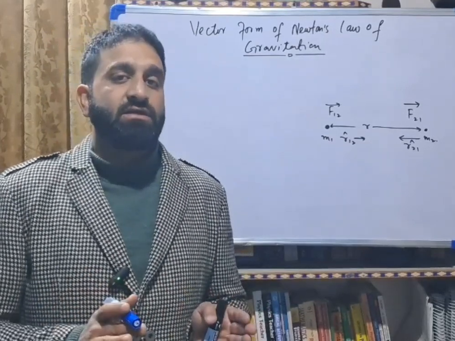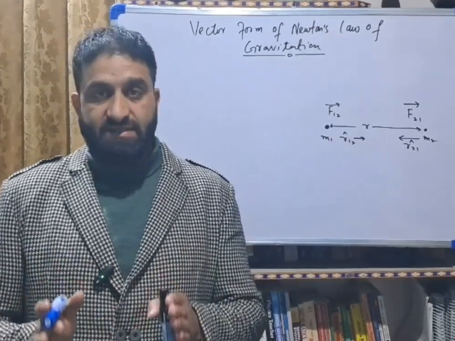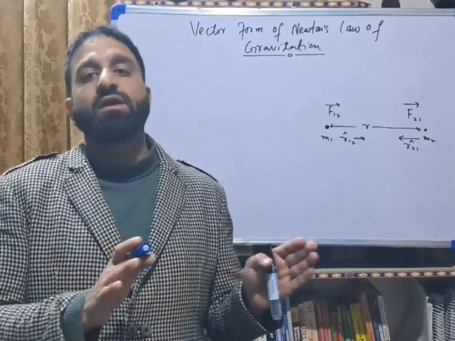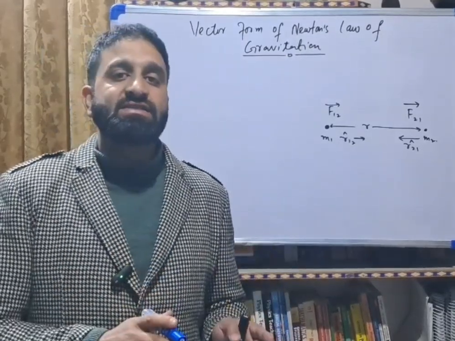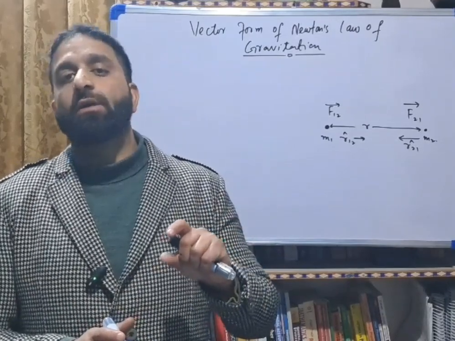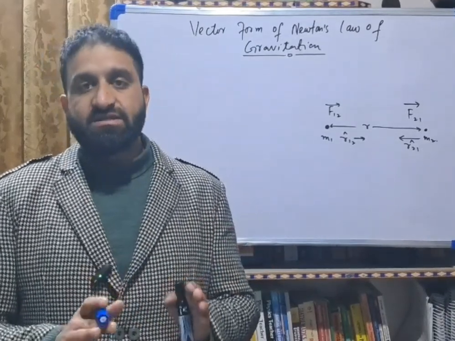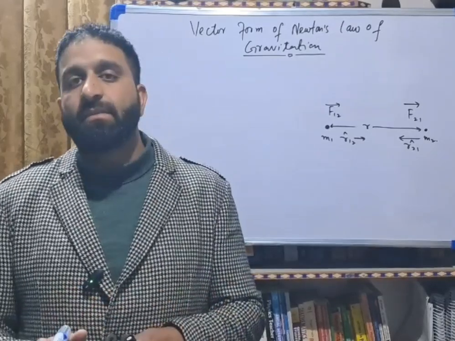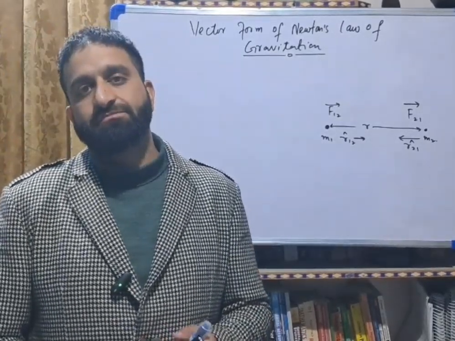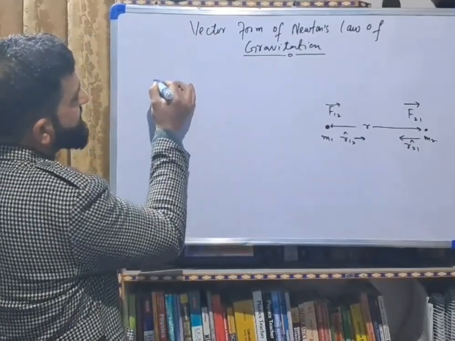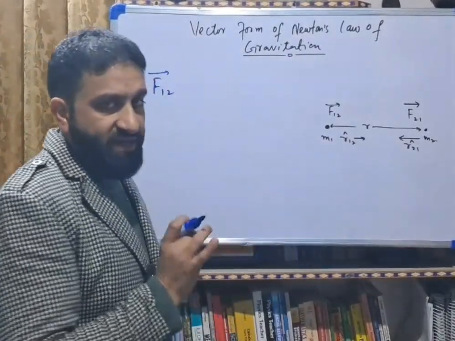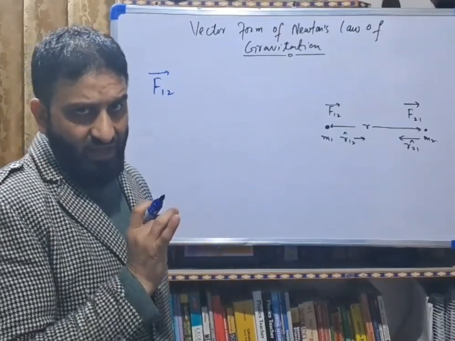The unit vectors are in opposite directions. As these are unit vectors, they have equal magnitude, and if they are in opposite directions, we can say that one has the negative value of the other unit vector. These are the two things we have to keep in mind to derive the vector form of Newton's law of gravitation. If we say what is F12, we have two masses m1 and m2 separated by a distance r.